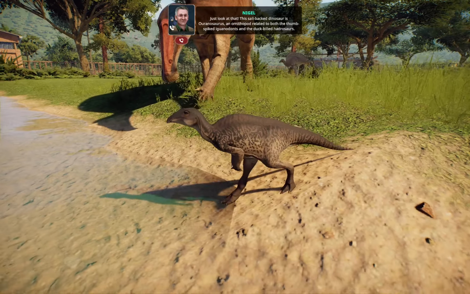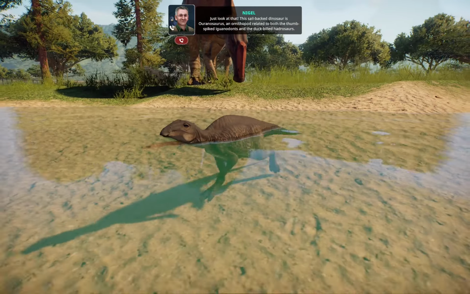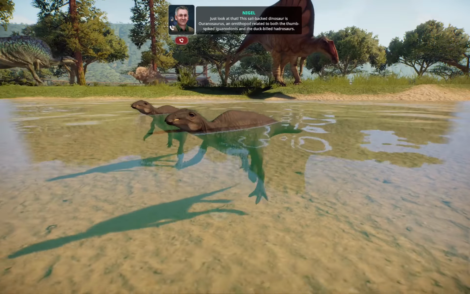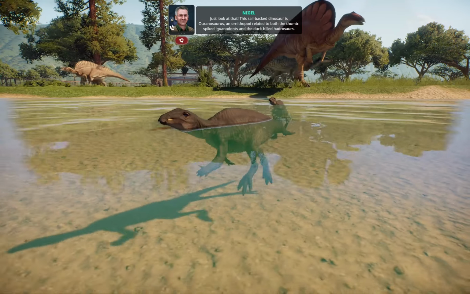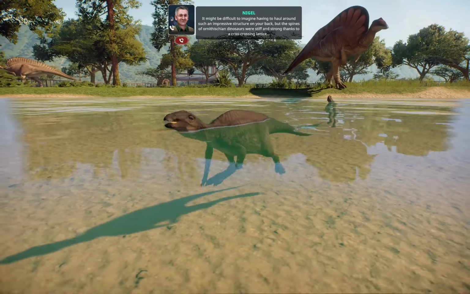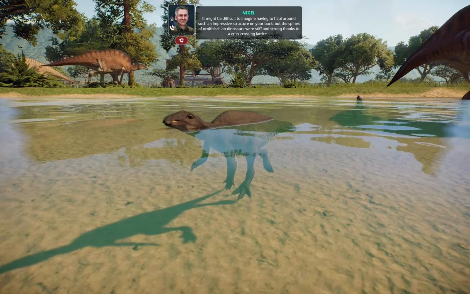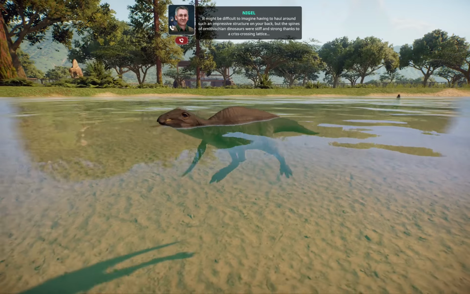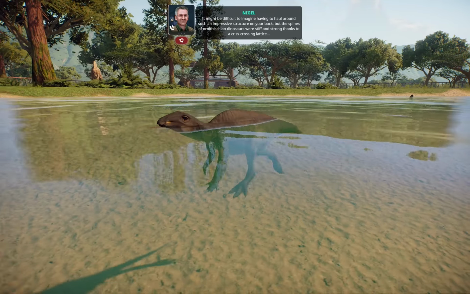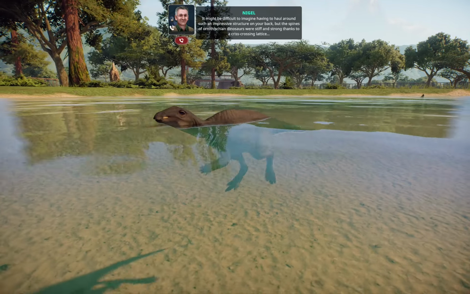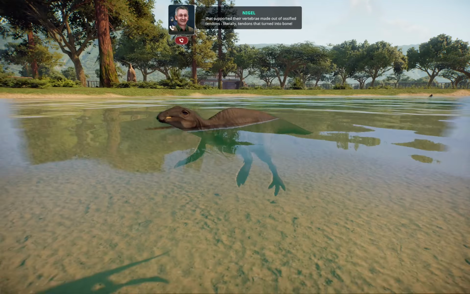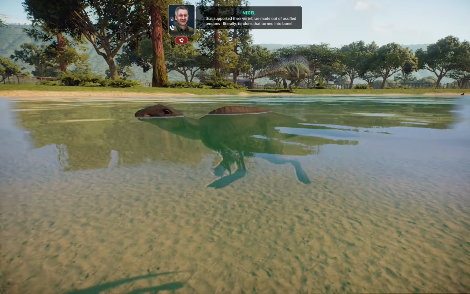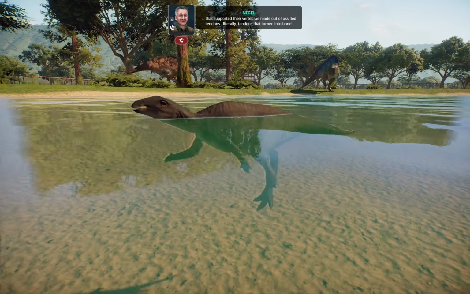Just look at that! This sailback dinosaur is Ouranosaurus, an ornithopod related to both the thumb-spiked iguanodonts and the duck-billed hadrosaurs. It might be difficult to imagine having to haul around such an impressive structure on your back, but the spines of ornithischian dinosaurs were stiff and strong thanks to a criss-crossing lattice that supported their vertebrae made out of ossified tendons. Literally, tendons that turned into bone.